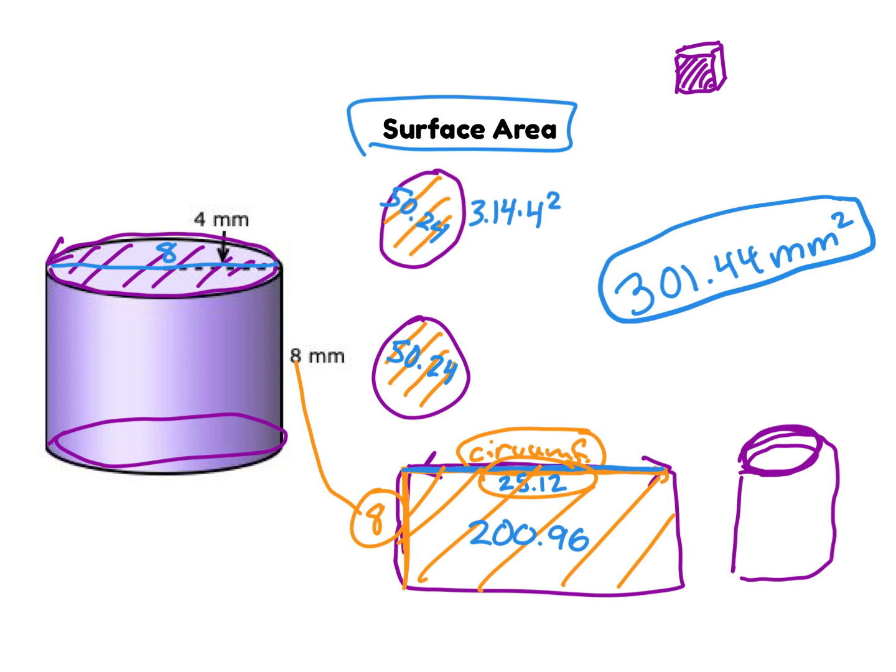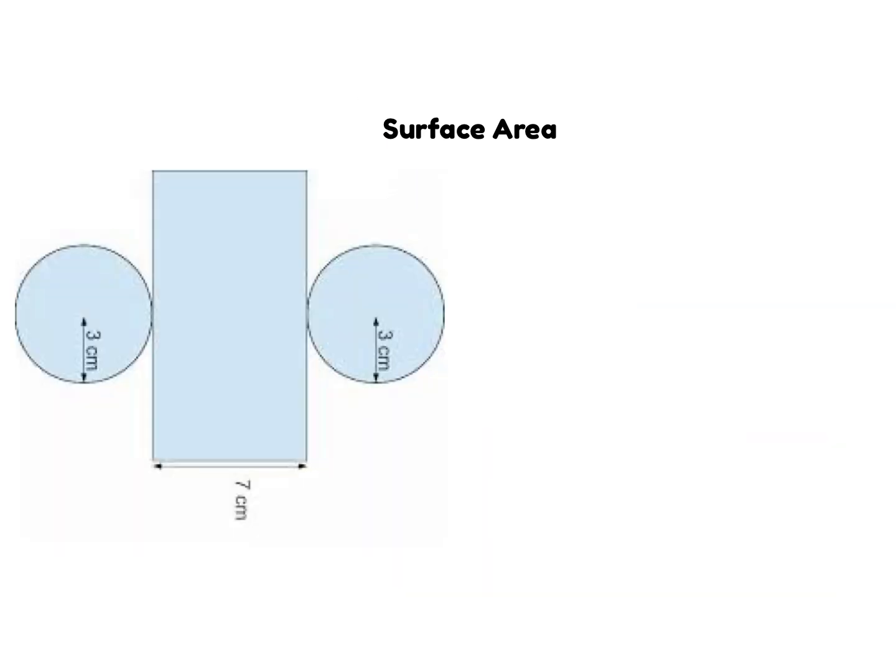Okay, let's do another one. This one's already laid out for us. You can see the different rectangles and circles already, but I don't know this distance still. How do I find it? Remember, this would wrap all the way around this circle. So I'm going to use this circle, the measurements on that circle, to know what my circumference would be, or this distance.